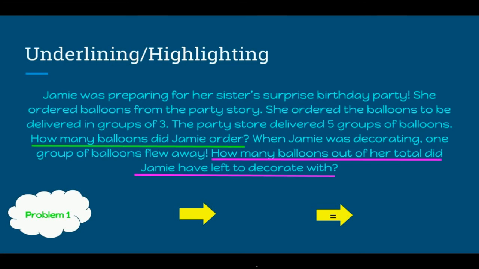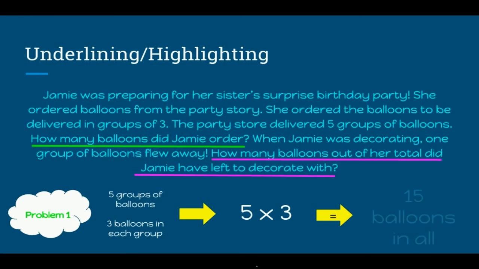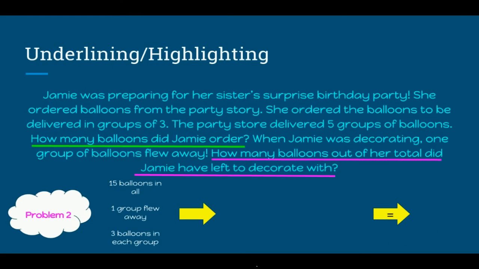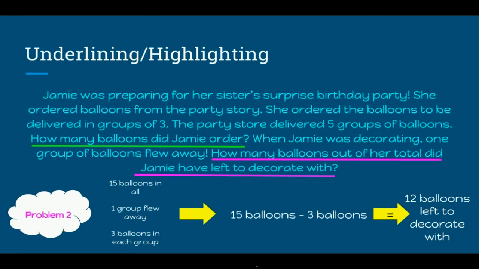Let's start with problem number 1. How many balloons did Jamie order? She had 5 groups of balloons and 3 balloons in each group. 5 times 3, which gives me a product of 15 balloons in all. I'm going to use that 15 balloons in all and know that 1 group of them flew away. Not 1 balloon, 1 group. And if I go back in the problem, I know that Jamie had her balloons in groups of 3, which means that 3 of the balloons flew away. 15 balloons minus 3 balloons equals 12 balloons left to decorate with.